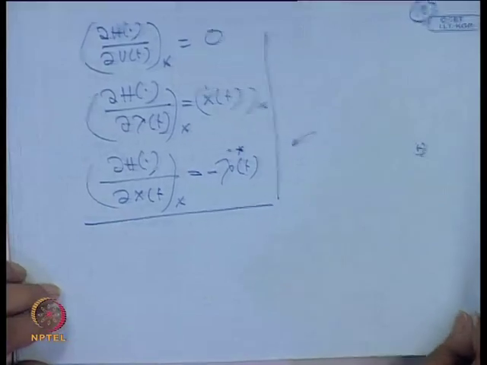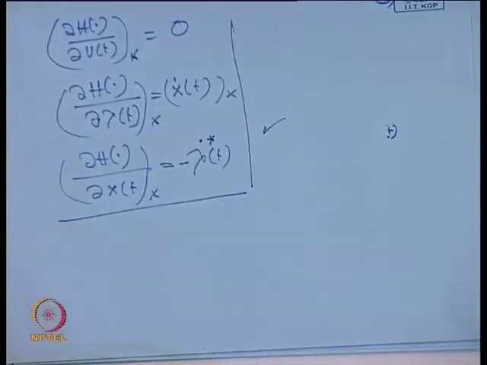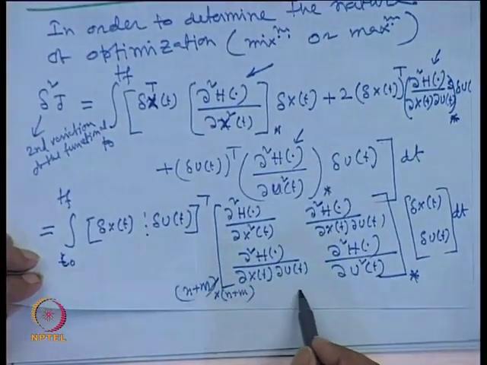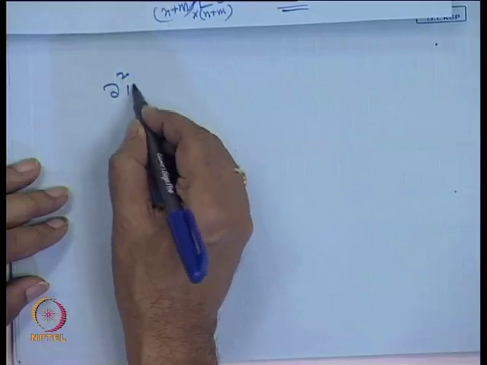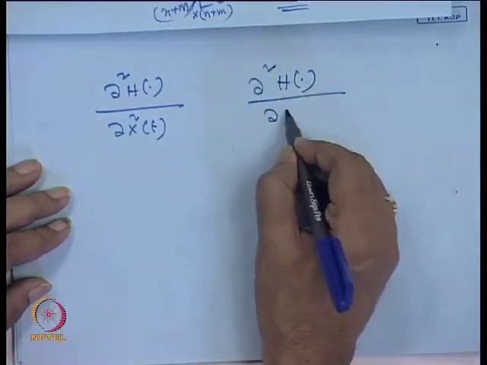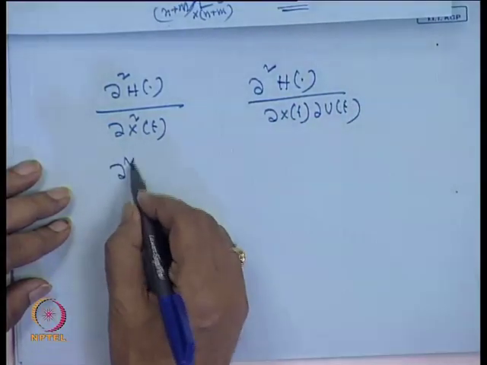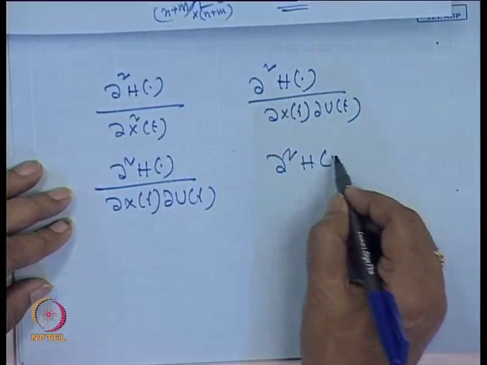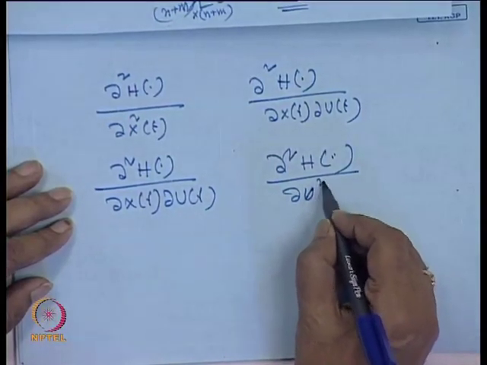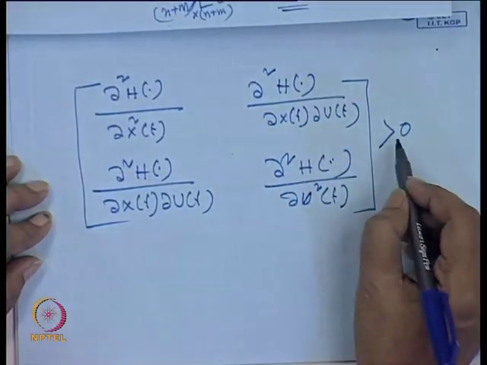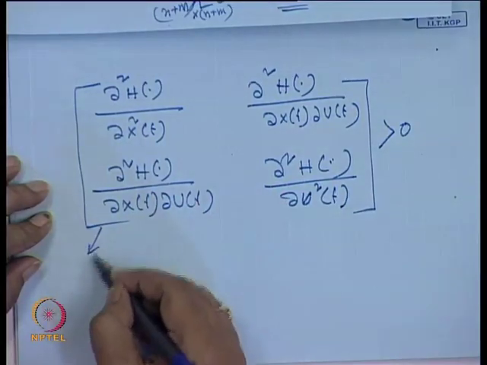That way we can solve it. Once you solve for the optimal trajectory, in order to check whether the functional is a minimum or maximum, to show the nature of the optimization, we use this matrix, the Hessian matrix: del squared H del x squared of t, del squared H del x of t del u of t, and del squared H del u squared of t. Agree? If this matrix is greater than 0, it is a positive definite matrix. And this is a symmetric matrix.